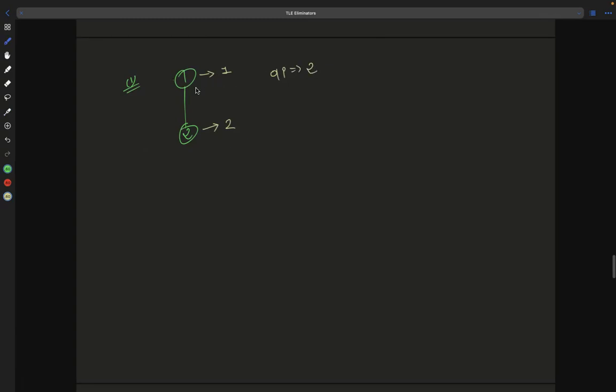Let's check whether we are able to satisfy the two conditions. This is in group 1, this is in group 2, so the first condition is satisfied. Now what will be the second condition? The second condition is if there is an edge between the two, then both are in different groups.